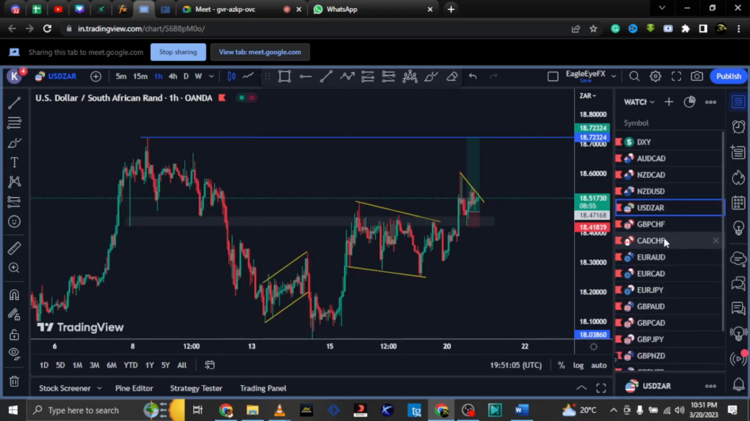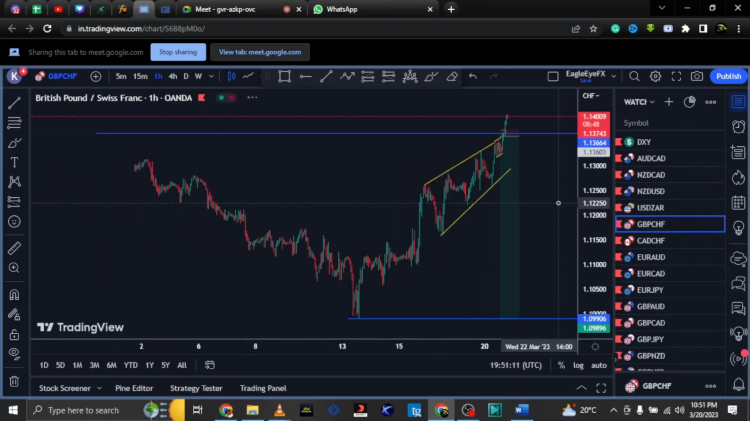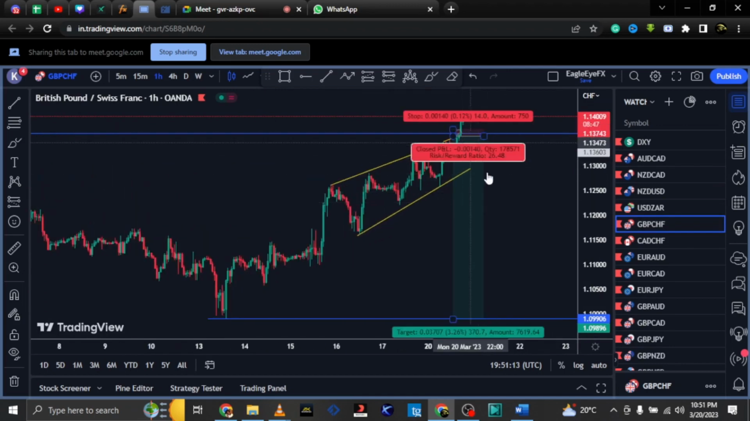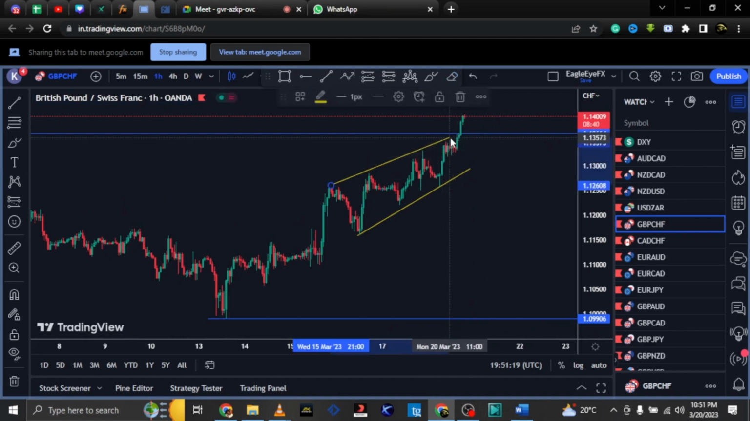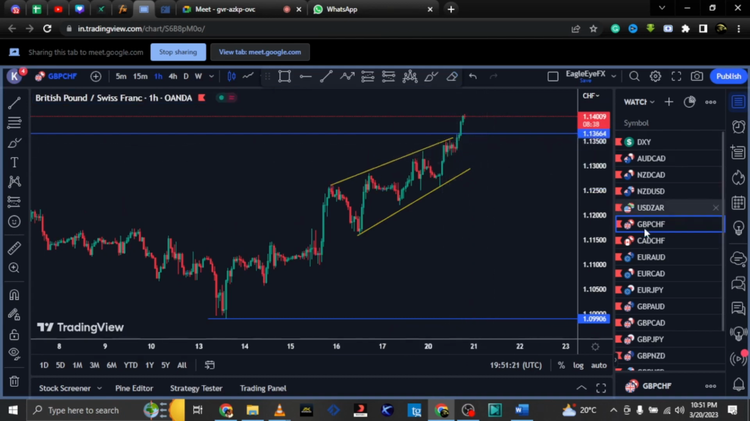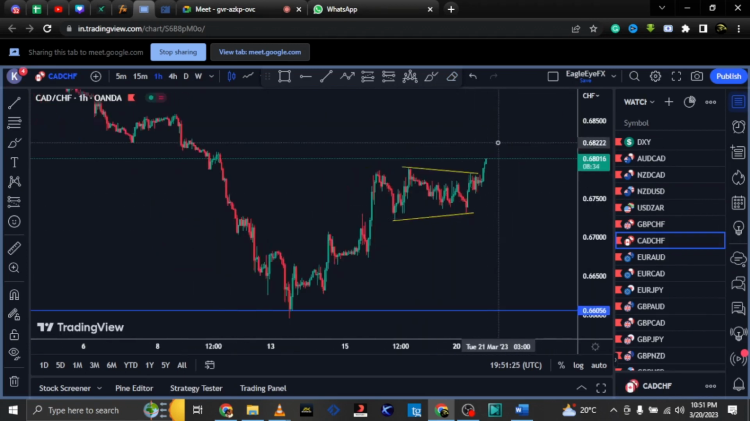Yeah, I think the rest of the pairs are not very much confirmed. Let's look. This one I was looking to see if it's going to sell from this level, but it has actually broken out. Let me take this out. Let's see. This is another one.